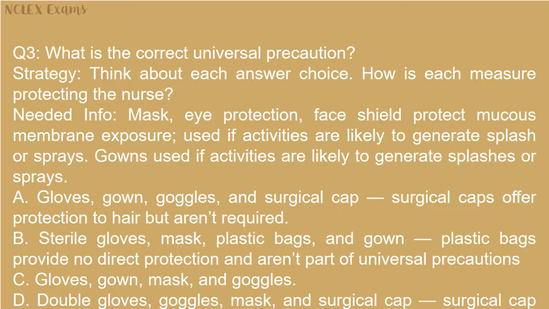A. Gloves, gown, goggles, and surgical cap. Surgical caps offer protection to hair but aren't required. B. Sterile gloves, mask, plastic bags, and gown. Plastic bags provide no direct protection and aren't part of universal precautions. C. Gloves, gown, mask, and goggles. D. Double gloves, goggles, mask, and surgical cap. Surgical cap not required, unnecessary to double glove.